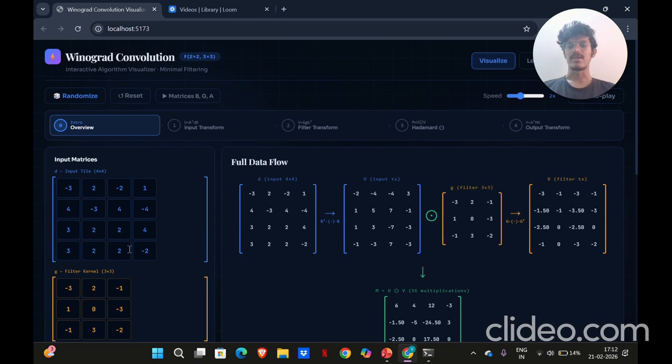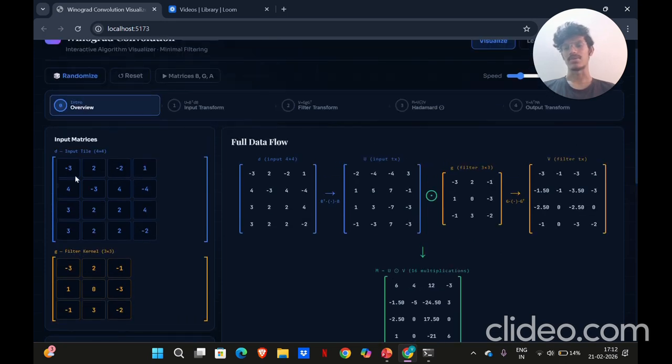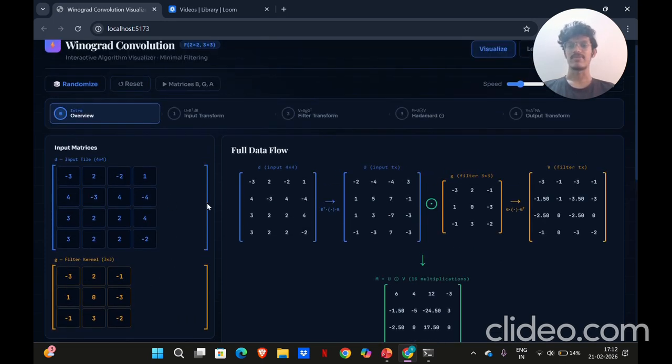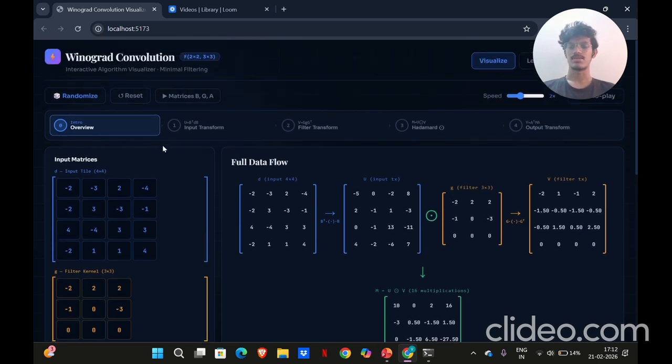And here we can see our input matrix. This is our kernel which we are going to slide upon this matrix. We can change these values too. For example, let's randomize these values, so let's take random values and a random kernel. Here you can see the full complete data flow.